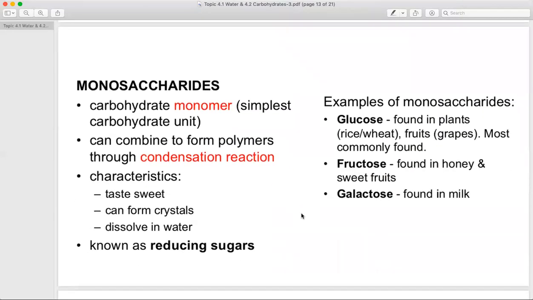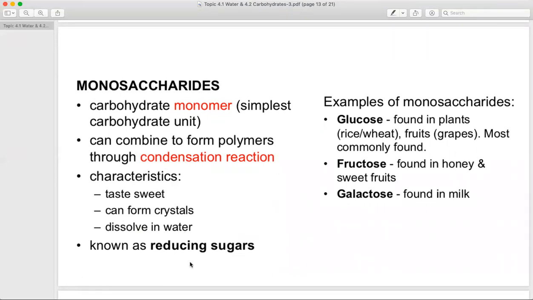Semula dengan monosaccharide. Monosaccharide is the simplest carbohydrate unit. So this monomer can combine together membentuk polymer. Polymer means many. Through satu proses kita panggil sebagai condensation reaction. Okay, the characteristic of monosaccharide, mostly they are sweet, can form a crystal and dissolve in water. Dia mudah larut. So all the monosaccharides are reducing sugars.